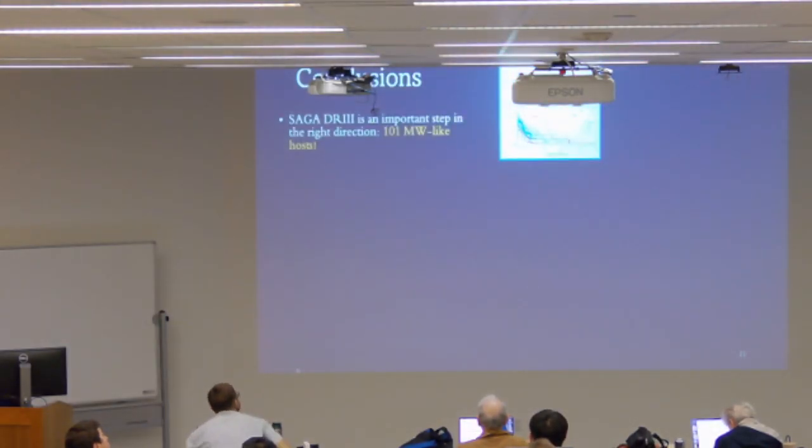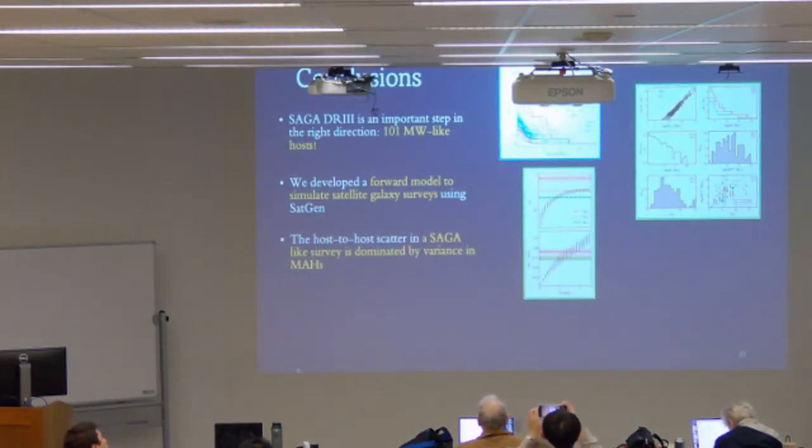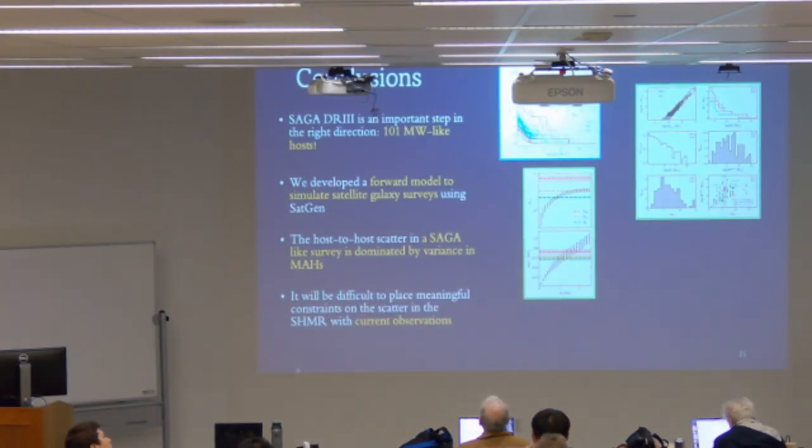Okay, so I'll just flash through these. Saga GR3 is an important first step in the right direction. They have 100 Milky Way-like hosts. We developed a forward model to simulate these satellite galaxy surveys. We think that the host-to-host scatter in a Saga-like survey is dominated by variance in mass accretion histories. Again, this S0 sample, the green line. And it'll be difficult to place meaningful constraints on the scatter in the stellar halo mass relation using current observations. Also, stay tuned for the paper because it was submitted a month ago or so, and hopefully it should be published soon. Thank you.